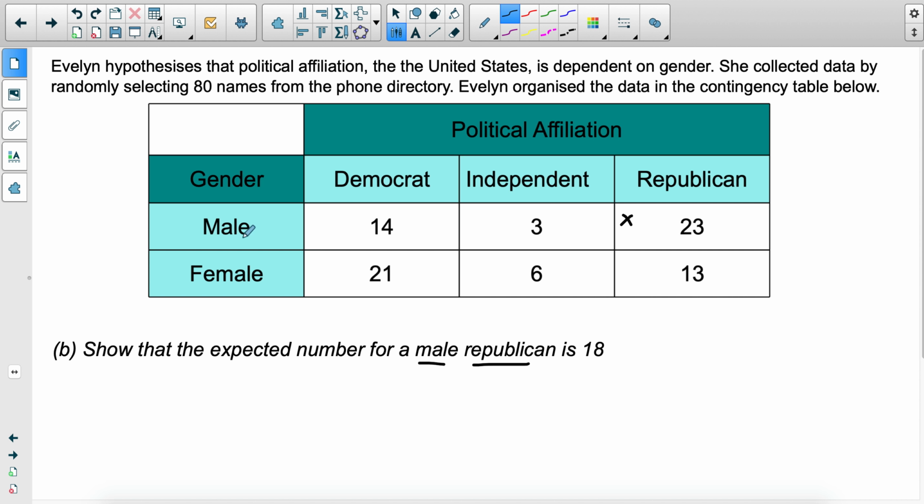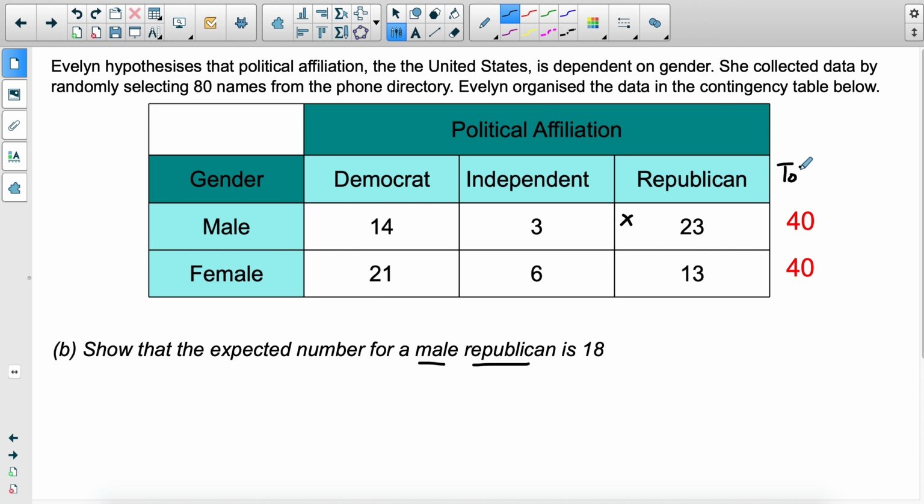Another thing to note is that you need to forget about these numbers when you're looking at the expected value. What you need to find first is the totals for each row and each column. So the total for the males, which is 14 plus 3 plus 23, is 40, and then the total for female, 21, 6, and 13, is also 40. So you need to find the totals for the table.